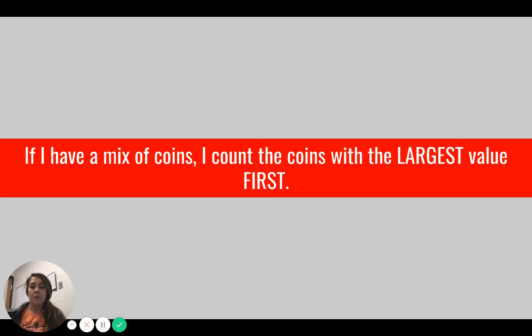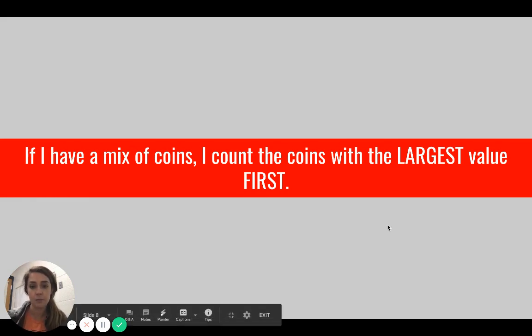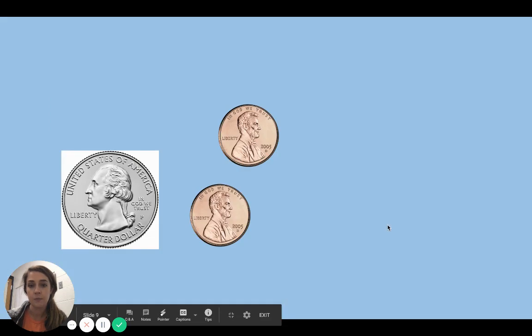Now remember, if I have money in my pocket and I pull it out and I have a quarter, a dime, a nickel, and a penny, I want to count the largest value coin first, all of them. So if I have 2 quarters, the value of that is the most, so I'm going to count that first. Okay? Always the biggest. So here we go.